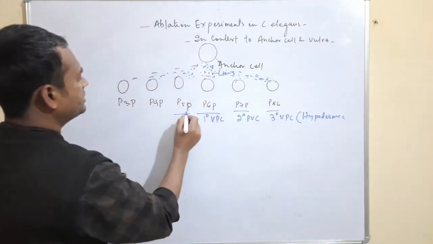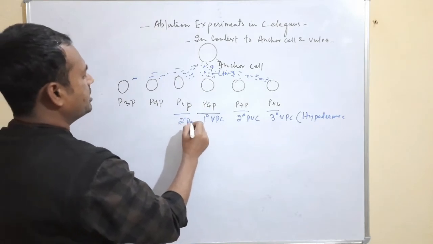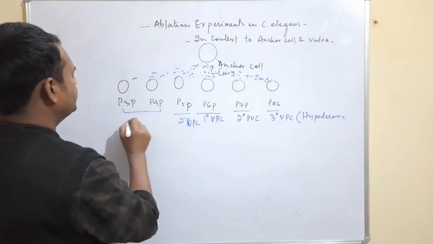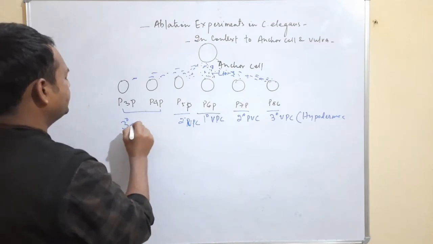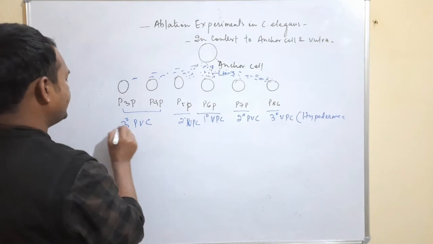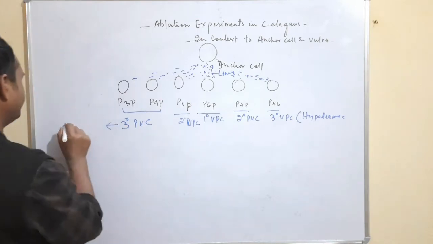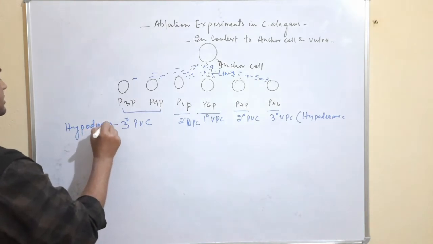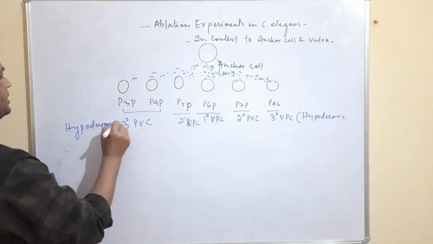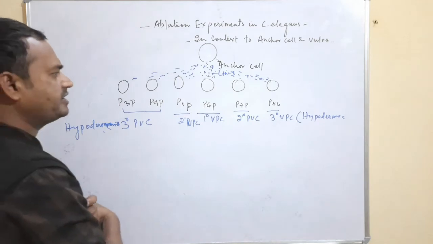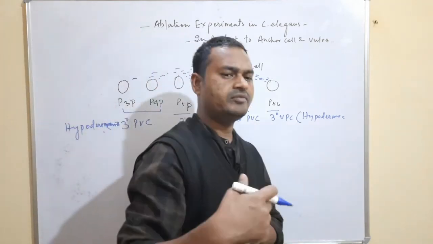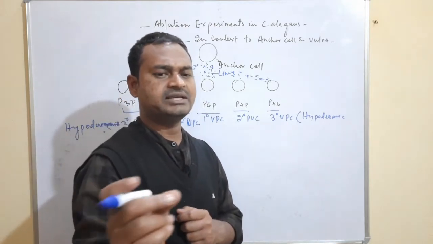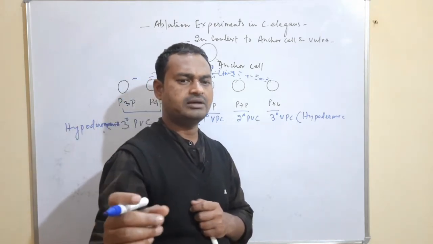Same here, this was getting the secondary vulva precursor fate, and these were the tertiary vulva precursor cells, and this was getting the fate of the hypodermis. These things we have already studied in the previous lecture. So we will try here to ablate one cell.